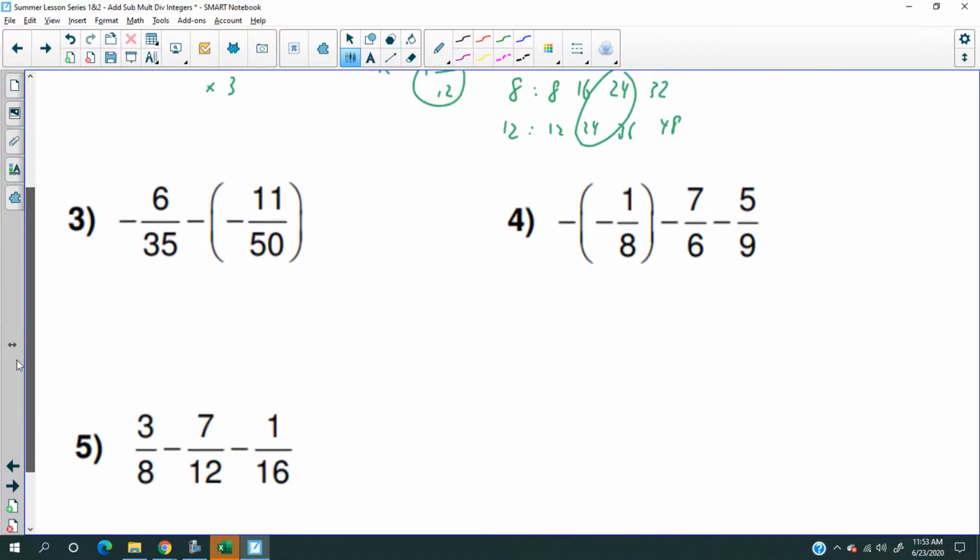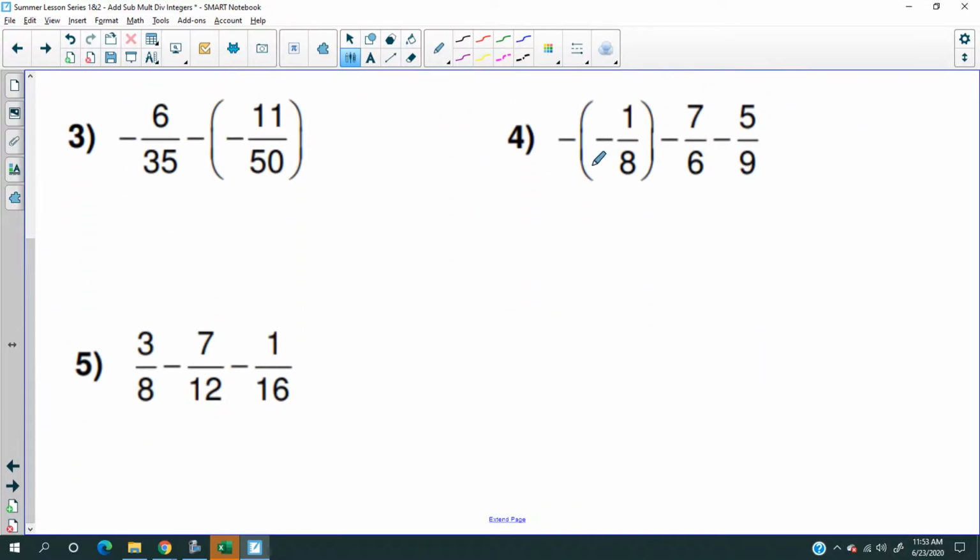Before I let you try 3, 4, and 5, I just want to say, if you see a negative sign right outside of this, there's an invisible one here. I think we mentioned this in some other topic early in the year. So that means multiply. What is negative times negative? Positive. So if you were to rewrite this, it is positive 1/8. Remember, when you multiply with the same signs, the answer is always positive. That's actually the question. So it's not as difficult as you would think.